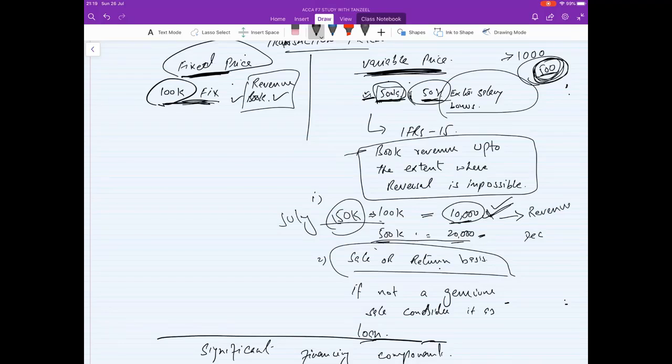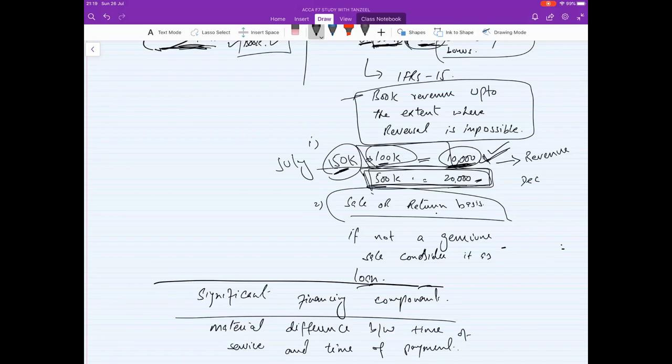You can book a revenue for this variable because it's fixed now. You are pretty sure that you are going to get it: your sale is 150k and your target was 100,000 for 10,000 commission. So this is pretty sure, and you can book this as a revenue. But you cannot book the other as revenue until you are confirmed. You can only book a revenue where the reversal is impossible.